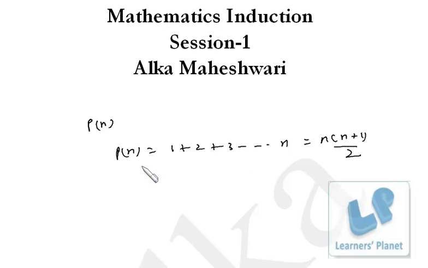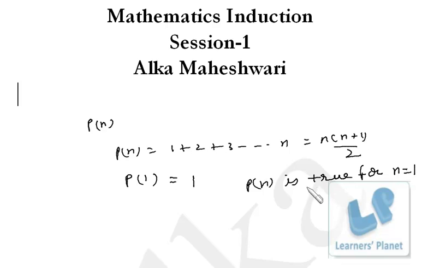So what are the steps that you need to follow? Just listen to me carefully. First of all, you have to see whether it is true for P1 or not. So the first step is whether P1 is true. How would you do that? You put the value of n as 1. If I put n equal to 1, I'll be getting 1 into 2 by 2, that's 1. So P1 is equal to 1. That means Pn is true for n equal to 1.